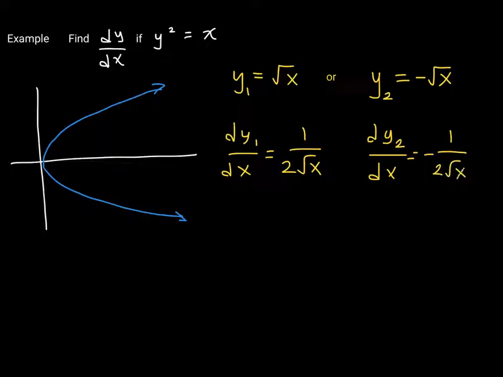So notice that we have two different derivatives. This one here is for the positive square root of x. It must be clear to us what this derivative is giving. This derivative is giving the slope of any line that's tangent to the upper half of this curve, because this represents the positive square root, so it's this upper half. This other derivative is giving us the slope of any line tangent to the lower half of the curve.